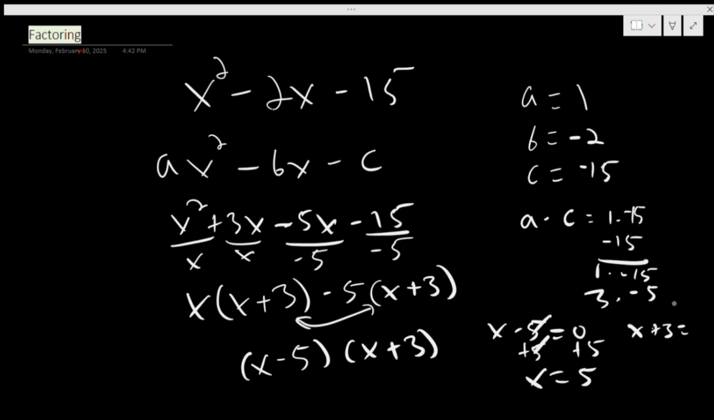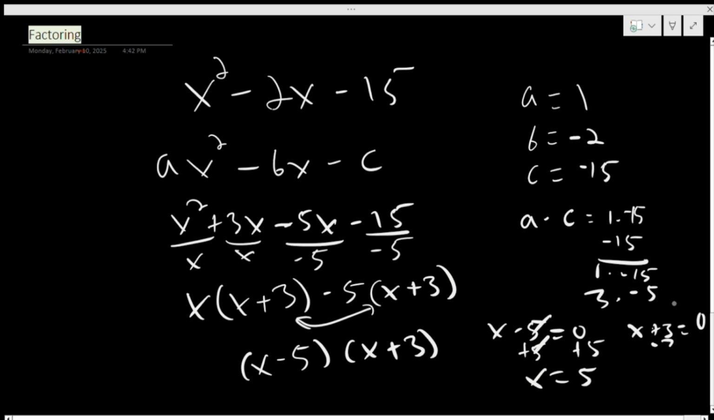All right, so we have x plus 3 equals 0. Then we do minus 3 here, minus 3 here. And then we get x equals negative 3, right?